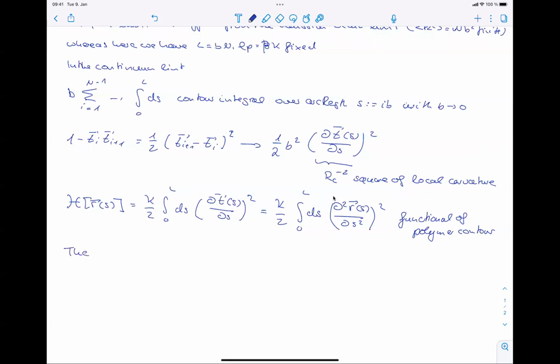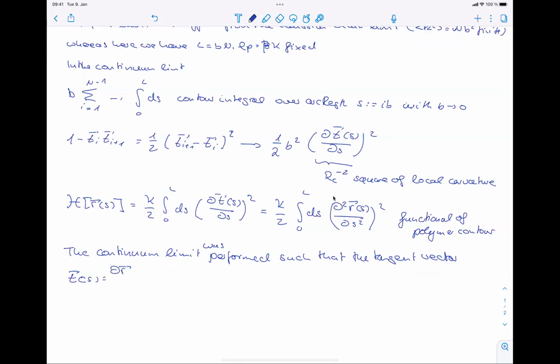So the continuum limit was performed such that the tangent vector t of s has fixed length locally.